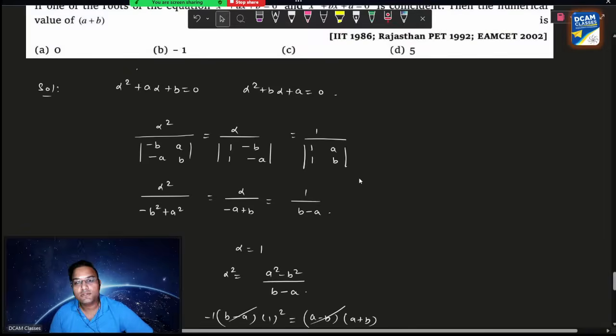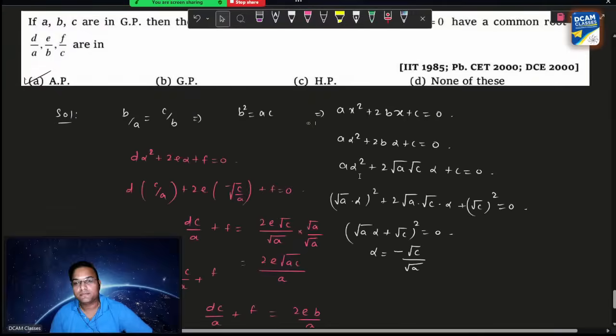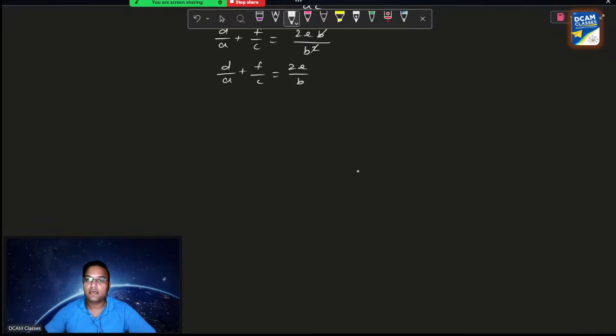These are the examples of when one root was common. Now, when 2 roots are common, both the roots will satisfy. The equations are a1x square plus b1x plus c1 is equal to 0, and the second equation is a2x square plus b2x plus c2 is equal to 0. These 2 equations are there.